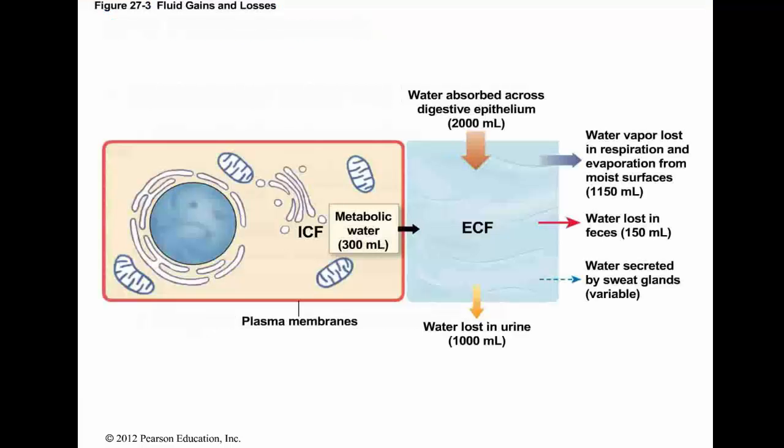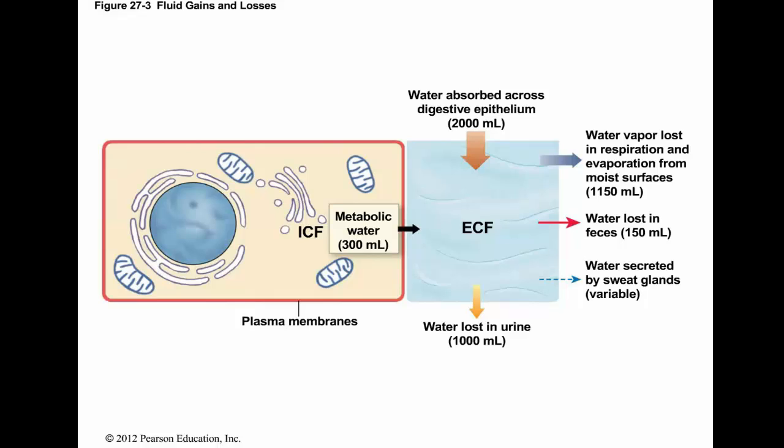Here we've got fluid gains and losses, the diagram showing you. On the left we've got the box, which is representing the plasma membrane, and it's the intracellular fluid. Then we've got the blue framed area with the arrows going in and out of it, and that is the extracellular fluid. So we have metabolic water, this is water made as a result of the chemical reactions within the cell, contributes 300 mils in 24 hours to the body's extracellular fluid.